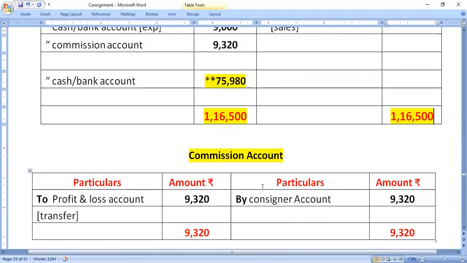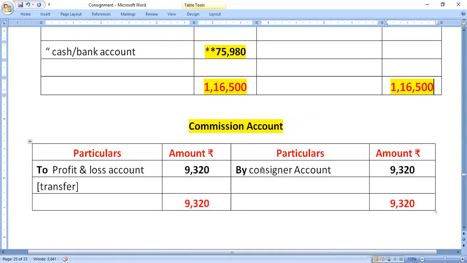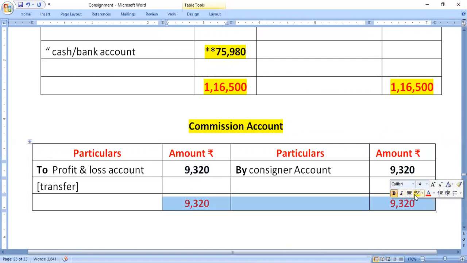1,16,500. Again commission, my dears. By consignor account 9,320, my dears. Consignor account commission, total commission. Transfer to profit and loss account 9,320. The total leads to 9,320 only. Tally. This is called ledger accounts of consignment, my dears, for both the parties, my dear students.